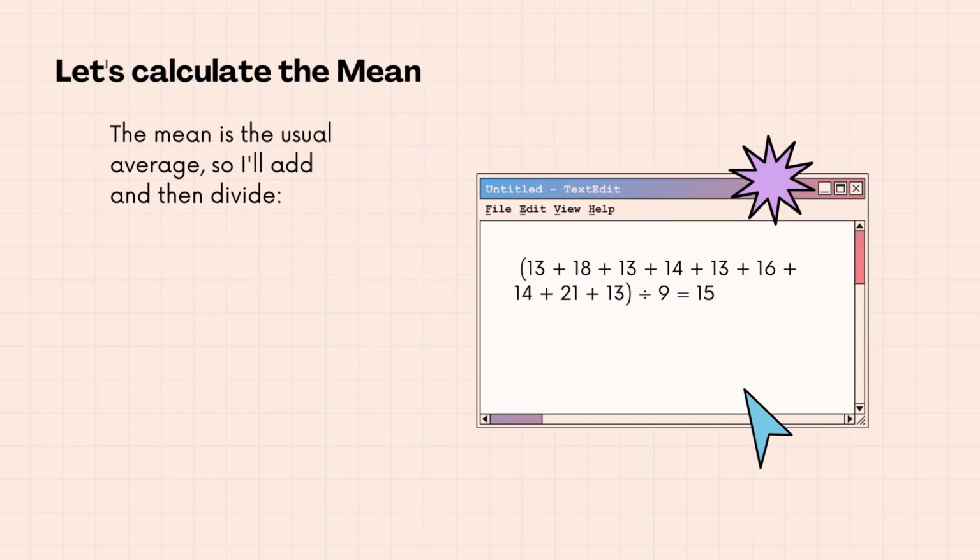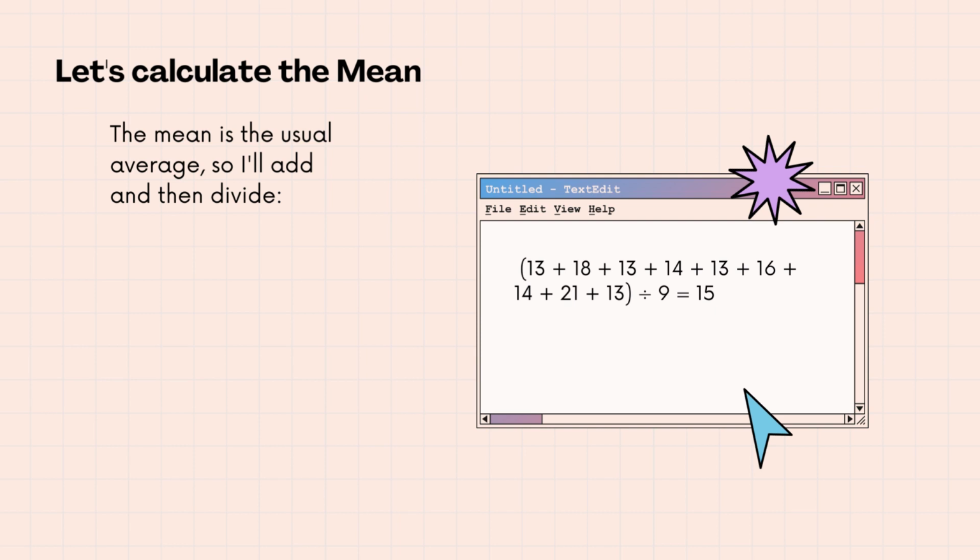And then let's try to calculate the mean. The mean is the usual average, so I'll add and divide these numbers. 13 plus 18 plus 13 plus 14 plus 13 plus 16 plus 14 plus 21 plus 13, and I will divide it by 9 and it will equal 15. Note that the mean in this case isn't a value from the original list. This is a common result. You should not assume that your mean will be one of your original numbers.